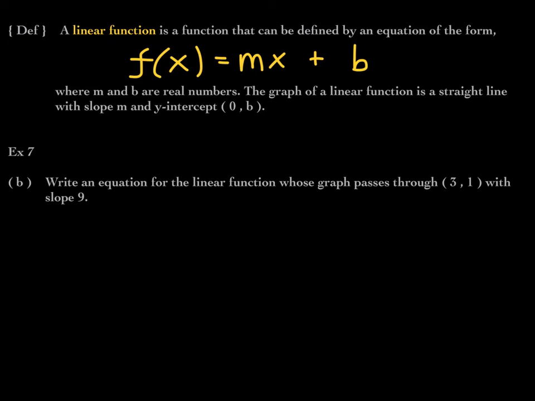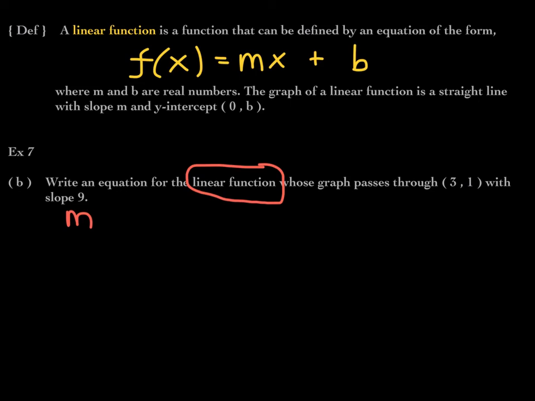Now, this next example, write an equation for the linear function. Again, highlight linear function because they're telling you that this function has to be written like this, mx plus b, whose graph passes through this point, (3, 1), with slope 9. Let's highlight slope 9, or at least write an m next to the 9. That's your m value. You know what they did not give you? They did not give you a y-intercept. Be very careful. 1 is not your y-intercept.